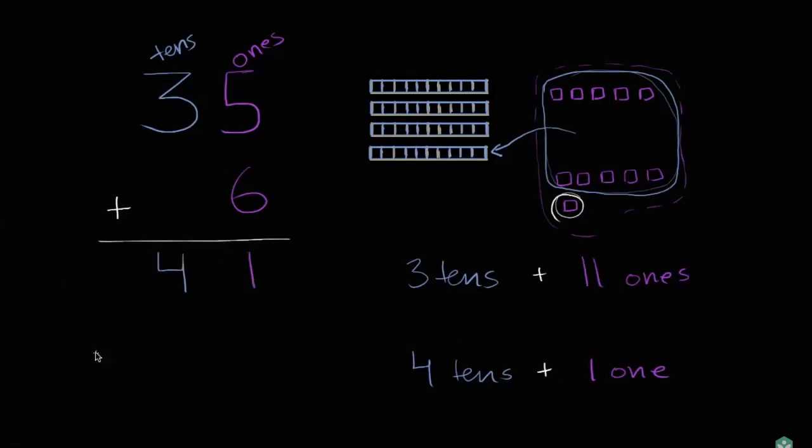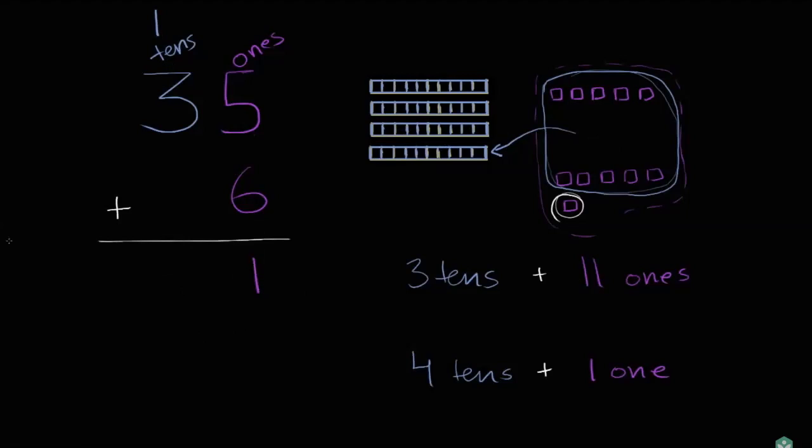Now, how could you get this if you didn't do it by drawing everything out and regrouping like this? And this is actually what you should be doing in your head. Another way of thinking about it, you could say, all right, five plus six, that's going to be 11 ones. But I can't write an 11 here in the ones place. So I could say that's the same thing as 1 ten plus 1 one. Sometimes it's taught that 5 plus 6 is 11, carry the one, but really what you're doing is saying 5 plus 6 is 1 ten plus 1 one.